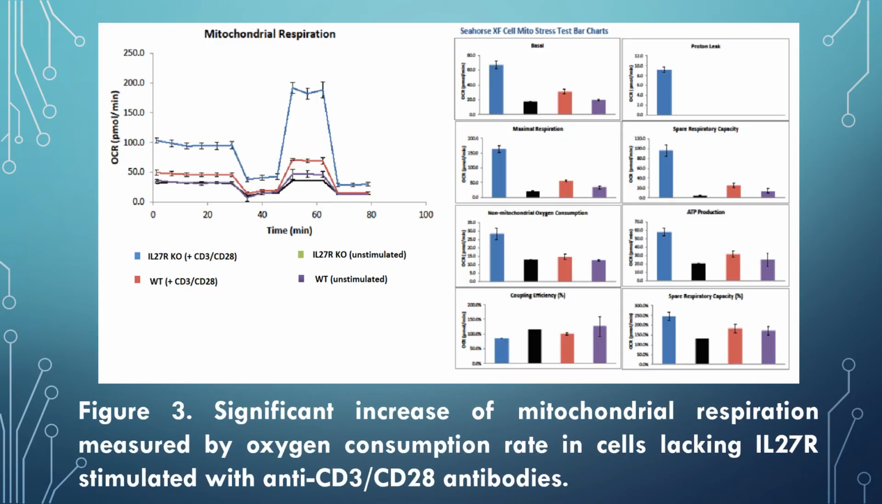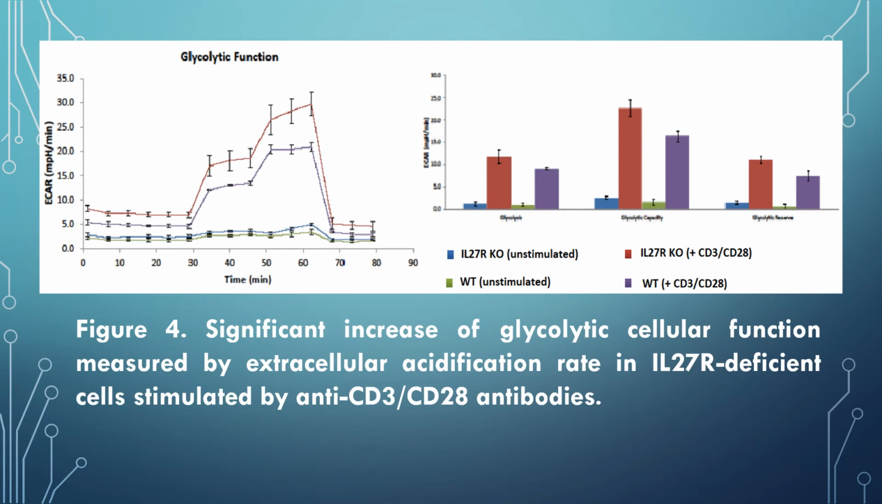Here we can see that in cells lacking IL-27 receptors, shown in blue, both basal and maximal mitochondrial respiration rates were significantly elevated, with increased ATP production and larger spare respiratory capacities. In addition, our ECAR analysis demonstrates that in IL-27 receptor deficient Treg cells, shown in red here, glycolysis was remarkably increased with larger glycolytic capacity and reserve.